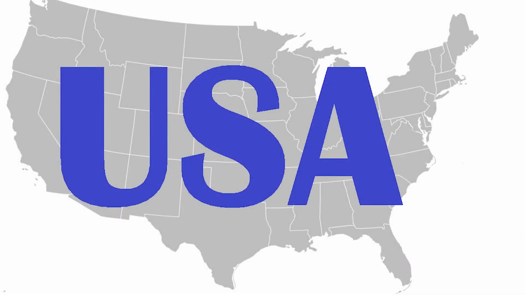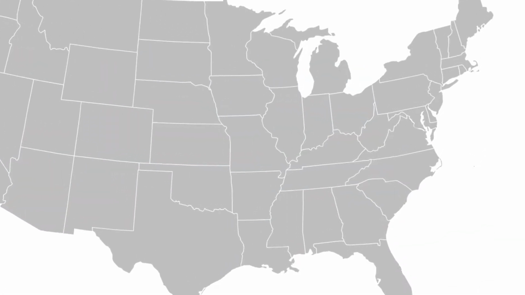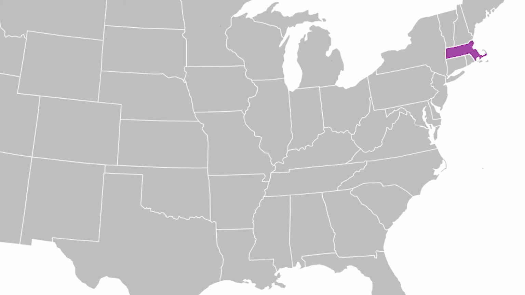United States of America emerged from the 13 British colonies: Massachusetts, New Hampshire, Rhode Island, Connecticut, New York, Pennsylvania, Delaware, New Jersey, Maryland, Virginia, North Carolina, South Carolina, and Georgia.